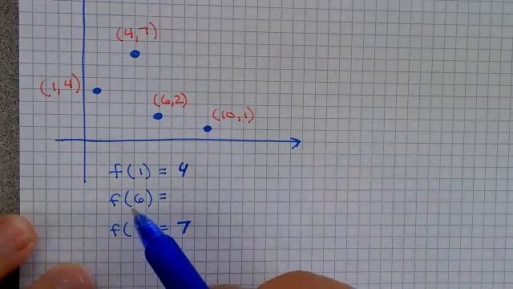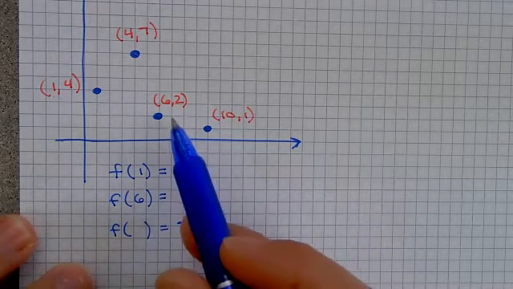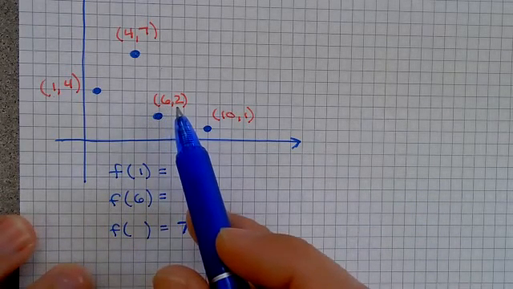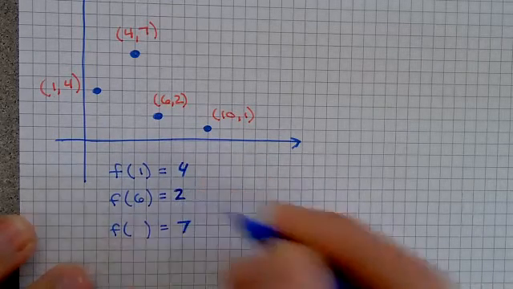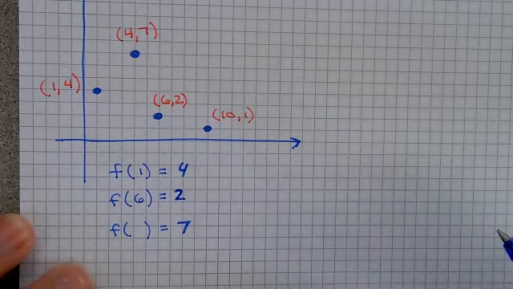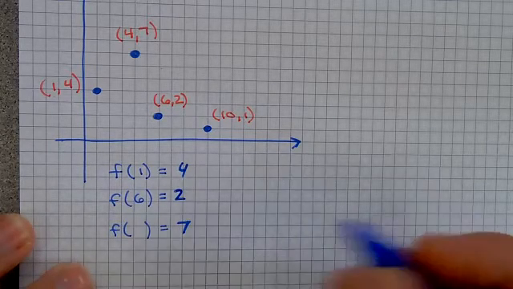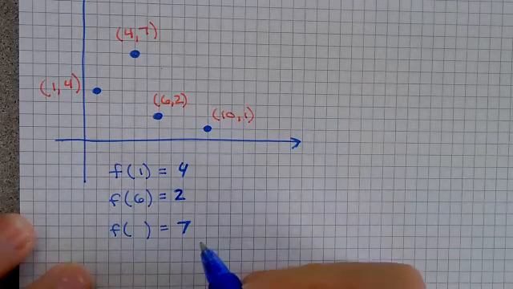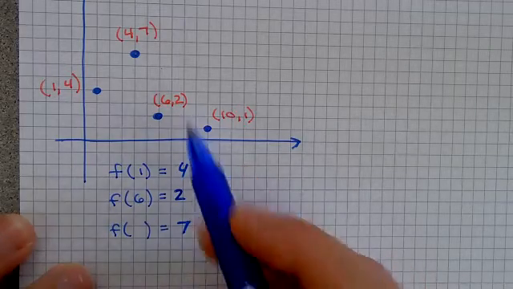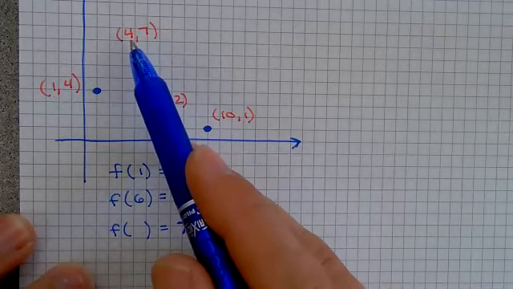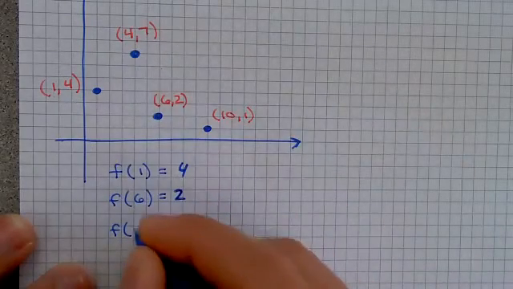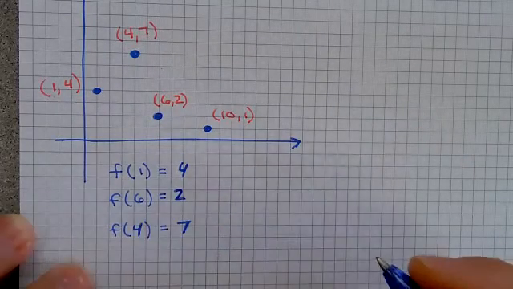You go f of 6. 6 is our input, our x value here. The y value, 2. Okay, here you're being given the output or the y value, 7, which is right here. Looking for the input that gives you that output. 4 would be our value there.